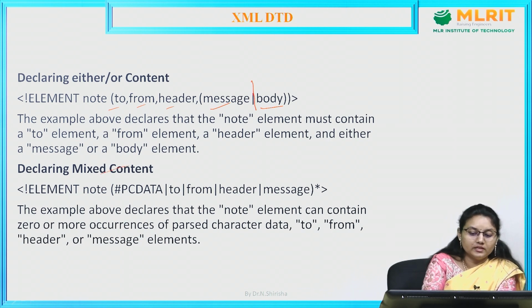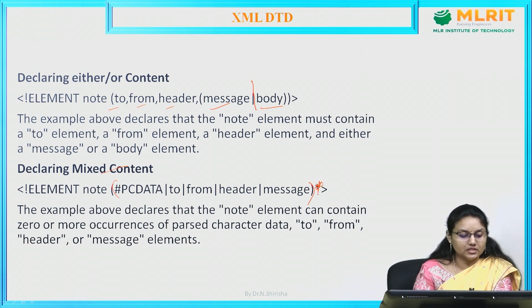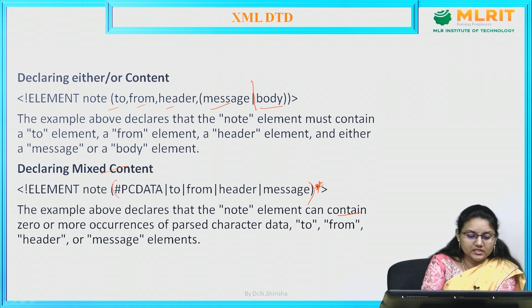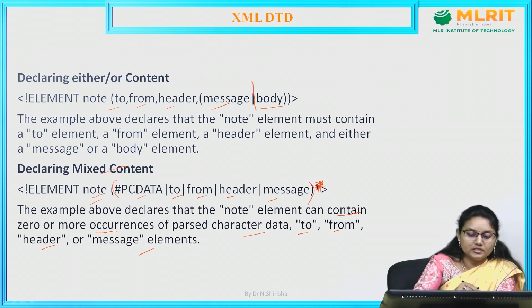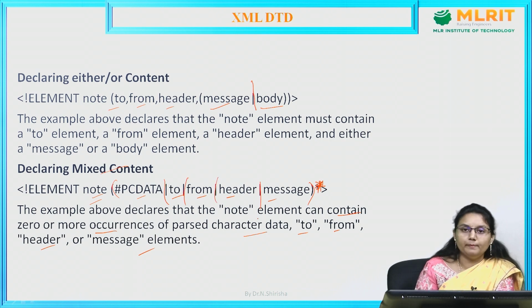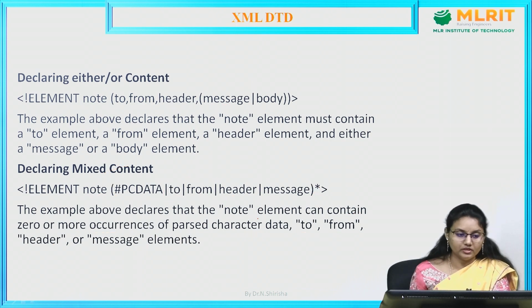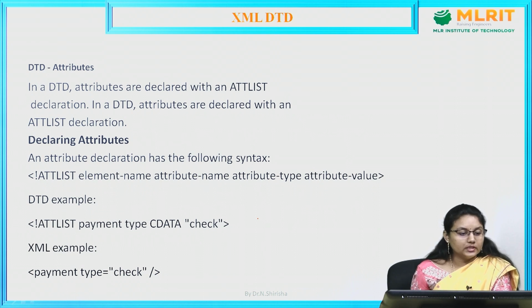Mixed content: when you have mixed content multiple times, then for the whole group you give the star. The note element can contain zero or more occurrences of parsed character data, to, from, heading, body. Note contains zero or more occurrences, that's why I am giving star. What should be displayed multiple times? Parsed character data, to, from, header, message, separated by a pipe symbol. This is how you need to define it. So that is about the elements.